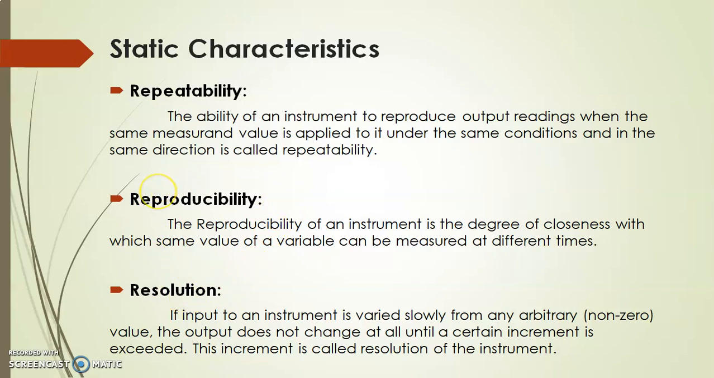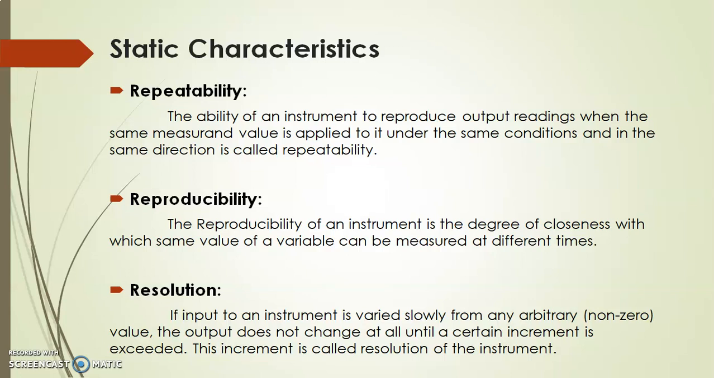Next characteristic is resolution. How can you define resolution? If the input to an instrument is varied slowly from any arbitrary value, that means any non-zero value, the output does not change at all until a certain increment is exceeded. This increment is called the resolution of an instrument.